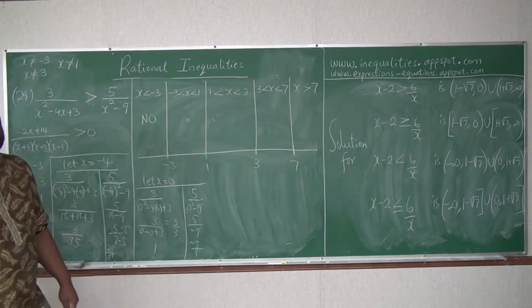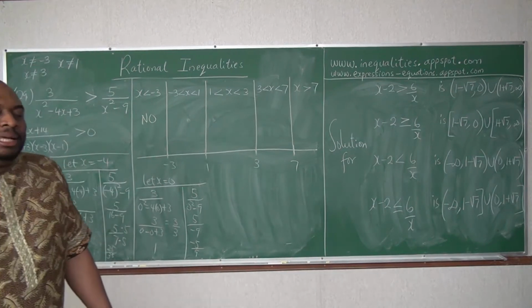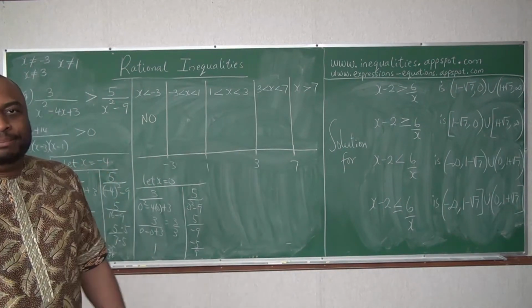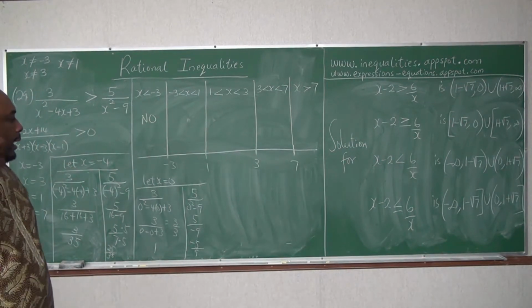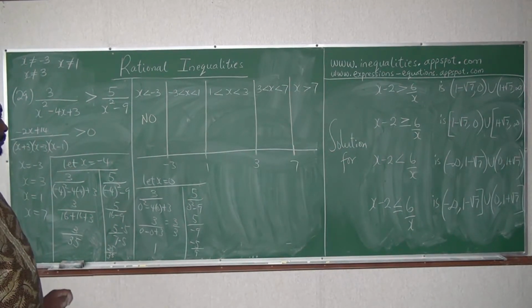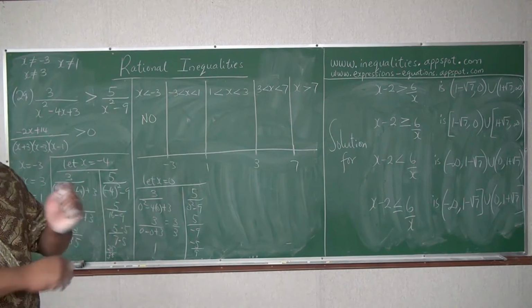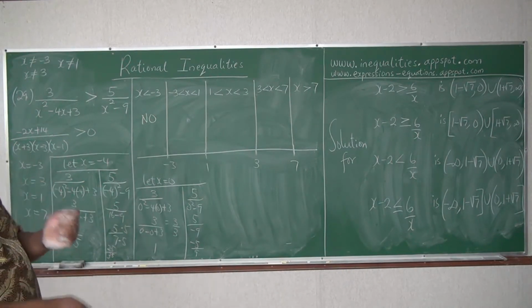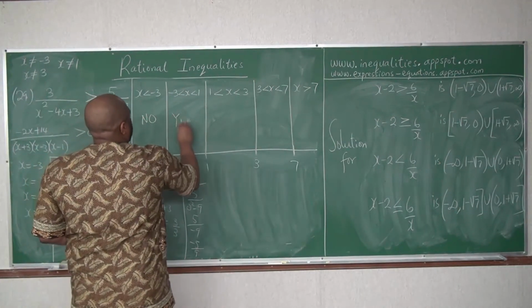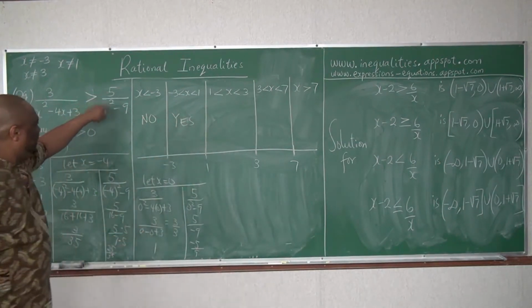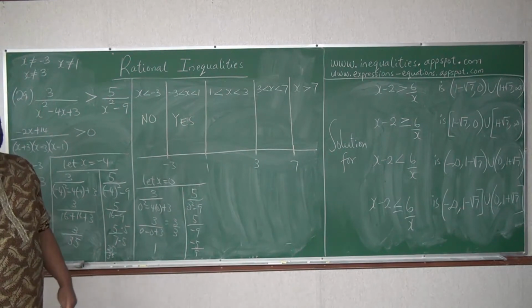Okay. You don't say 5 over minus 9. That is an abomination in mathematics. You say minus 5 over 9. Okay. Of course, who is greater? Of course, 1 is greater. So this is yes, because 1 is greater than that. Right?